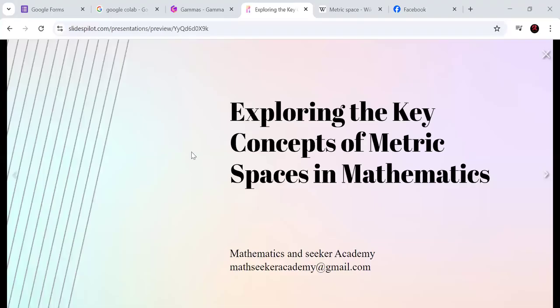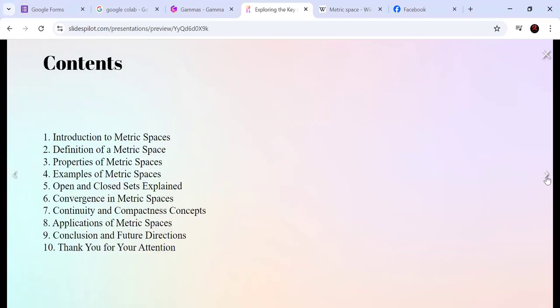Assalamu alaikum, dear students. In this lecture, we are going to explore the key concepts of metric space in mathematics. So, we have the outlines. In such a way, we have to explore the key concepts of a metric space. First thing, we have to introduce the metric space.